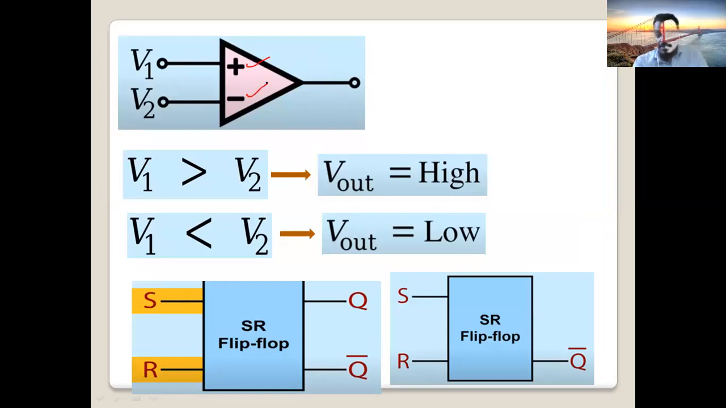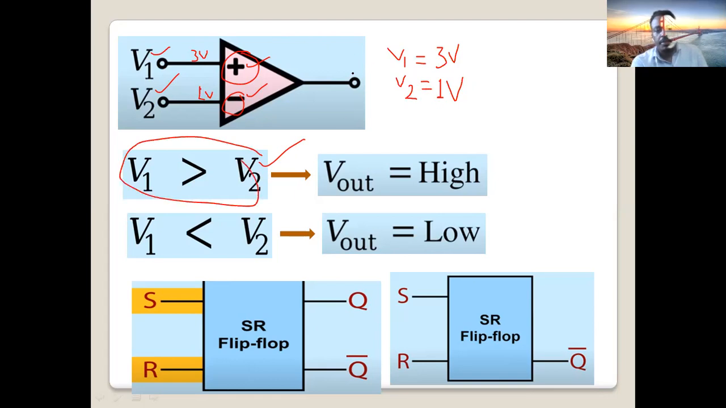A comparator means a device with 2 inputs, voltage V1 for the positive terminal, and V2 for the negative terminal. Now, this is how a comparator works. If V1 is greater than V2, if the voltage at the positive terminal is greater than the voltage at the negative terminal, let's say you apply 3 volt to V1, and V2, the voltage at the negative terminal, is 1 volt. Which one is larger, the positive or the negative? The positive one, V1, is larger than V2.